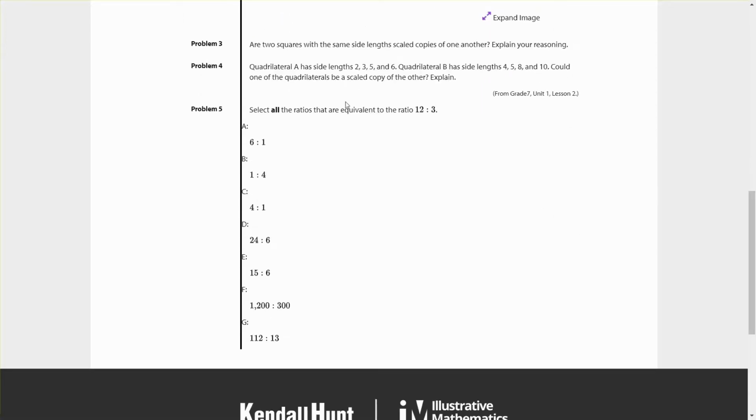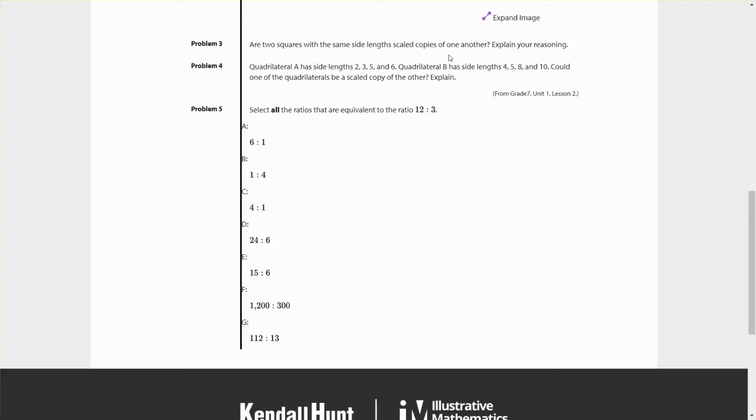Number 3, are 2 squares with the same side lengths scaled copies of one another, and why? Well, to answer this question, you're going to have to think about what the property of a square is. If you have a square with side lengths of 5, and another square that's got side lengths also of 5, are they scale copies of each other? Do all of the corresponding sides have the same scale factor relationship between the 2 of them? And of course, do they have the same angles between them? So I'll let you surmise the answer to that question.